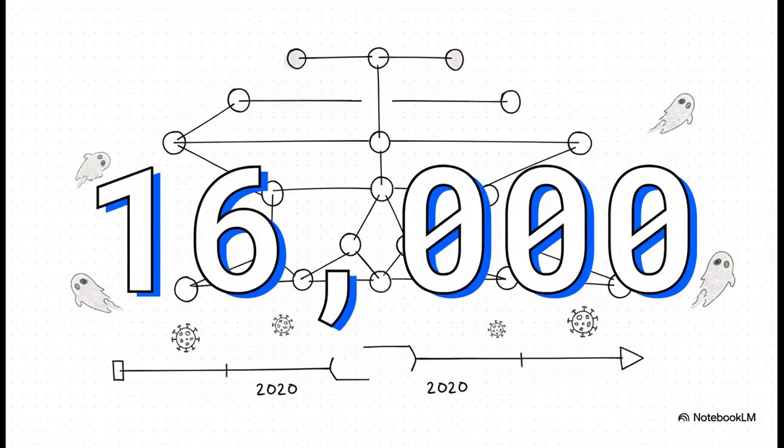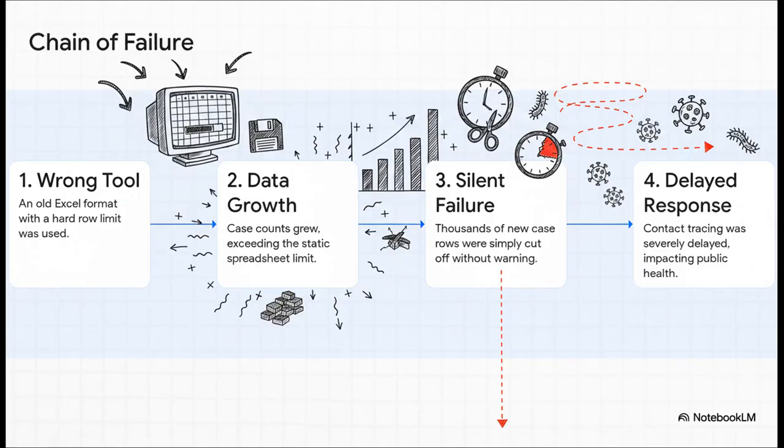16,000. In 2020, that's the number of positive COVID-19 cases that were just lost by England's public health system. During a really critical time, they just vanished from the records. So how on earth did that happen? Well, let's break it down.